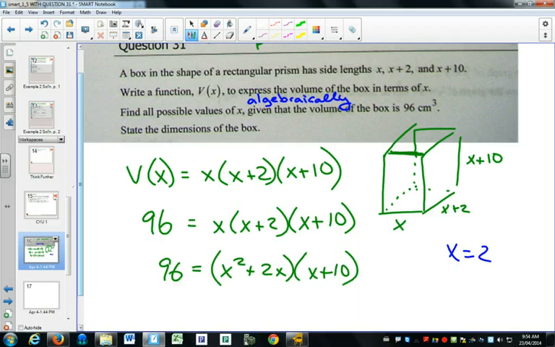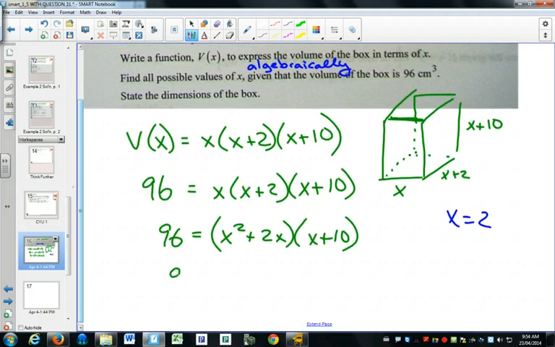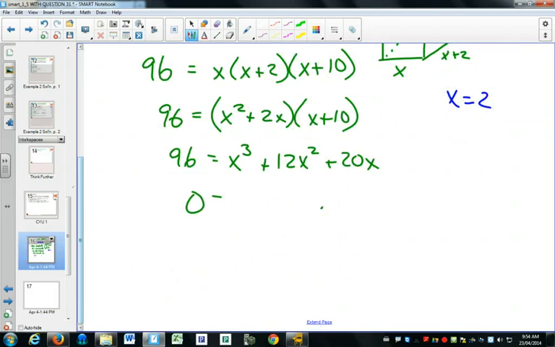I'll get x squared plus 2x. And multiplying this out, I'll get x cubed, 12x squared plus 20x. And now I can move the 96 over. And now we have to factor it. So you're going to have to use your factor theorem.